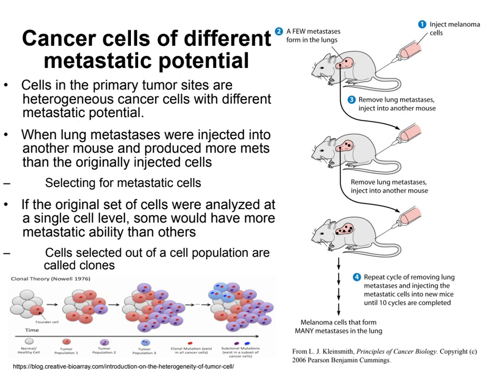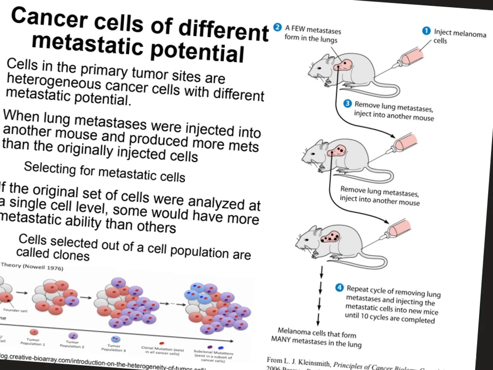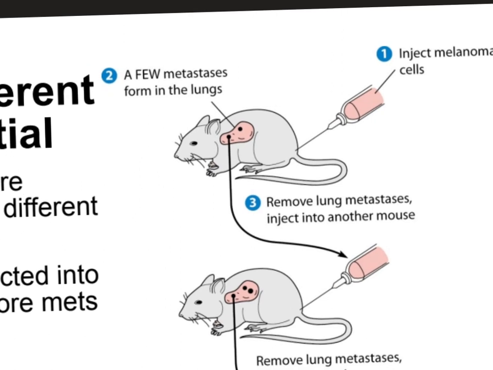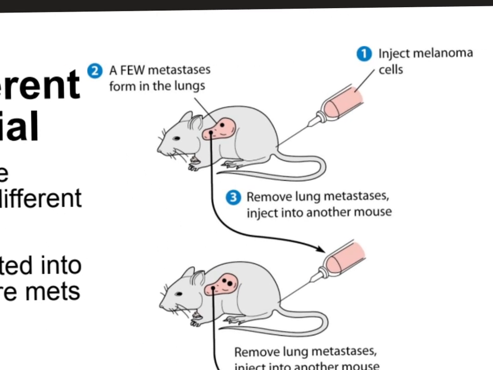This video covers Chapter 3, How Cancer Spreads, and we are just talking about the last third of the chapter. In this figure, we are looking at a mouse model where cancer cells were injected into the tail of a mouse. That's shown here with number 1, inject melanoma cells.